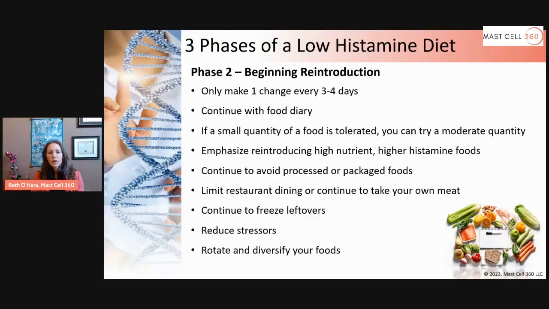And as best as you can, you rotate your foods and you're diversifying. So you're trying to add in more variety. But you're going to hold off on the super high histamine foods in this phase. You're introducing moderate levels, or moderately higher histamine foods.